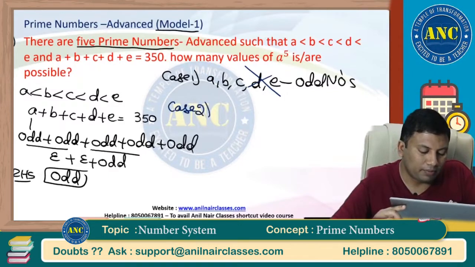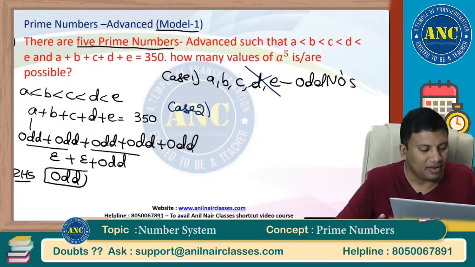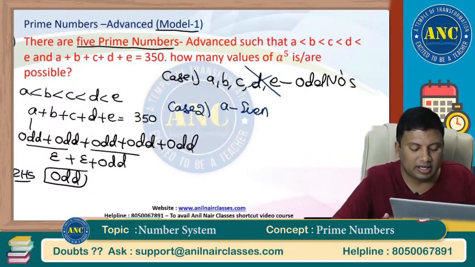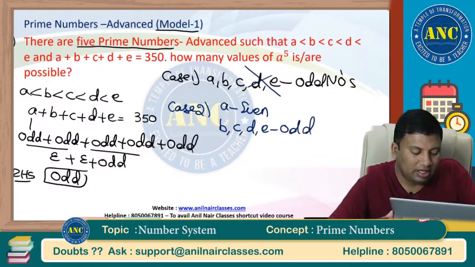Case number 2: you cannot have more than one even number in the set of prime numbers. The lowest prime number is 2. So A is even, and B, C, D, E are odd. Why should only A be even?